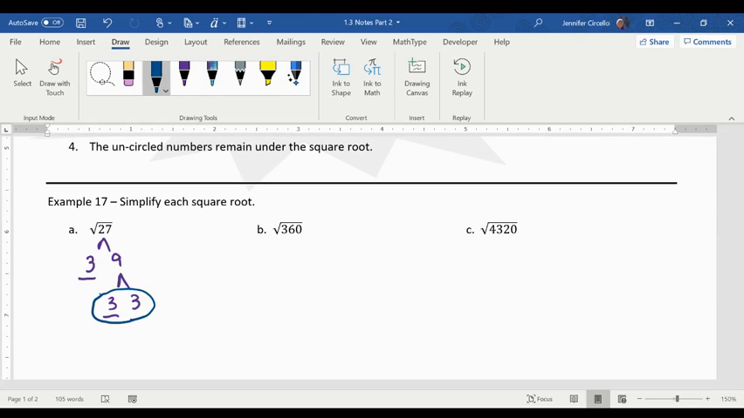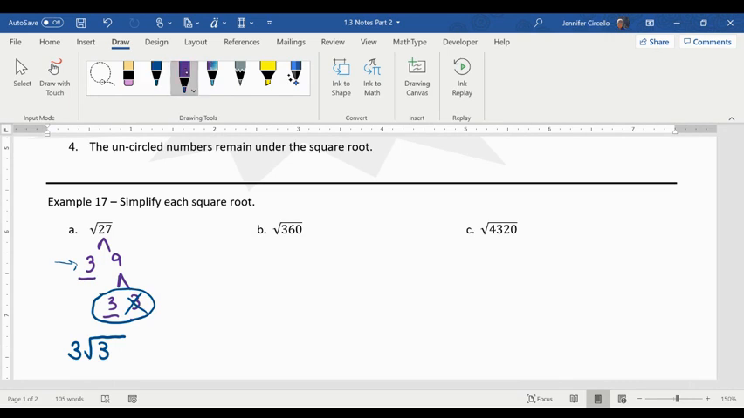So what's going to happen is when I factor this, I can take the square root of 9, and it's 3. So one of these 3's is going to disappear, and then the other 3 will end up outside the square root. And then inside the square root is this number here because it's not circled. So that 3 goes here. So the square root of 27 equals 3 root 3. Okay, let's try with a bigger number.